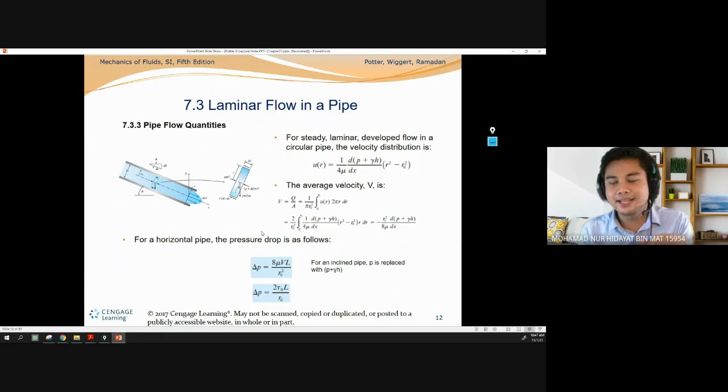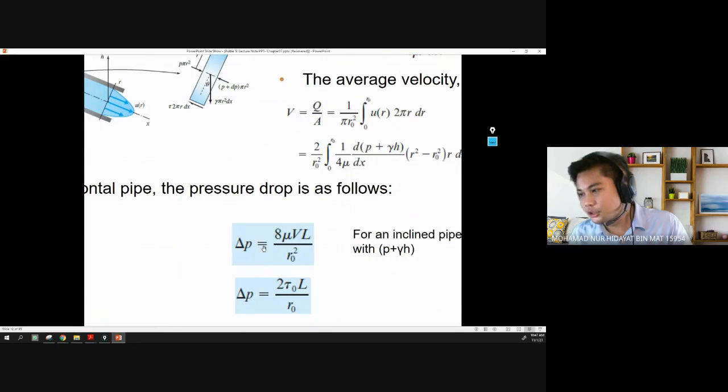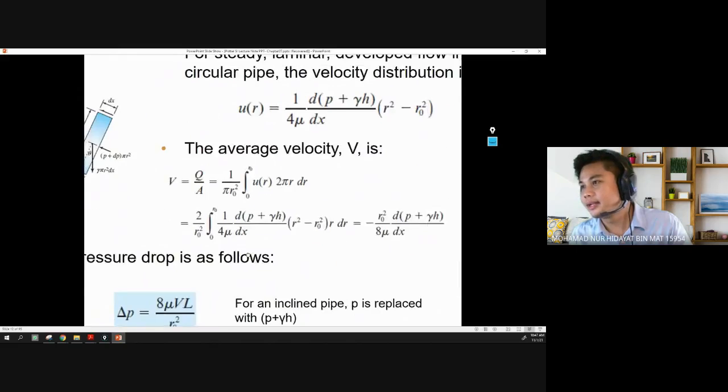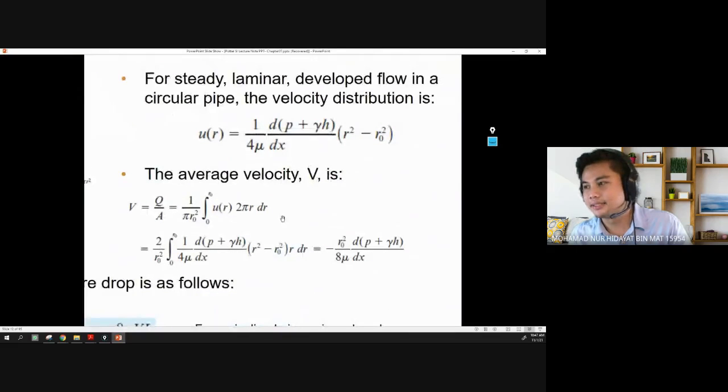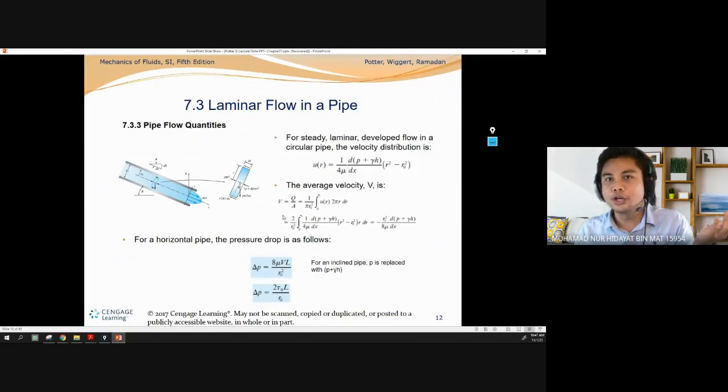At the end of the day, you only need to remember this. Believe me, you need to remember this only. You need to remember this one, and then this one. That's it. The one that I shown to you previously is the derivation, right?